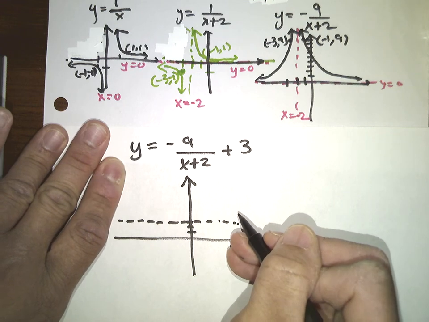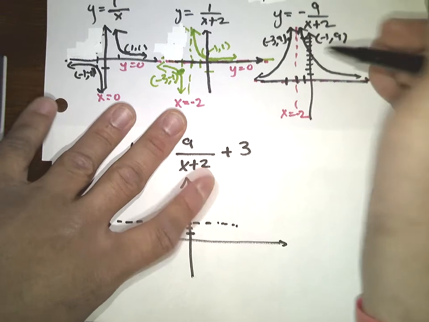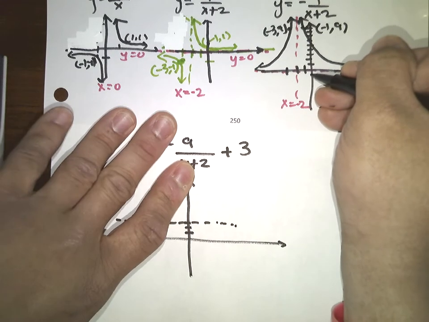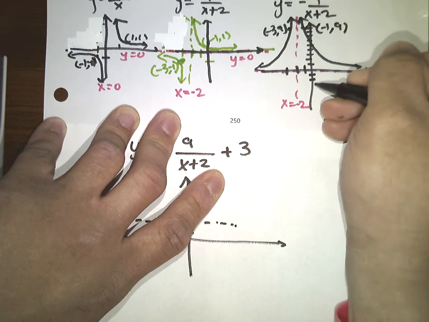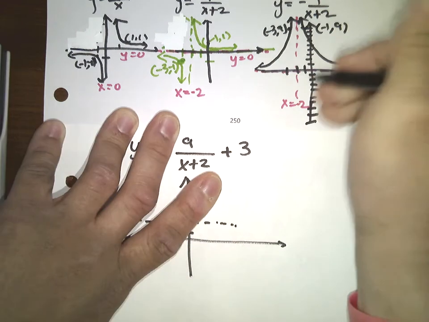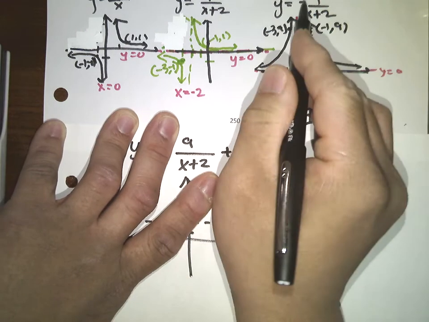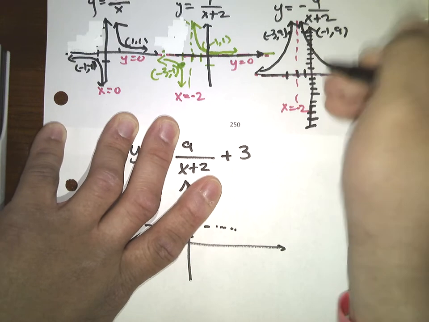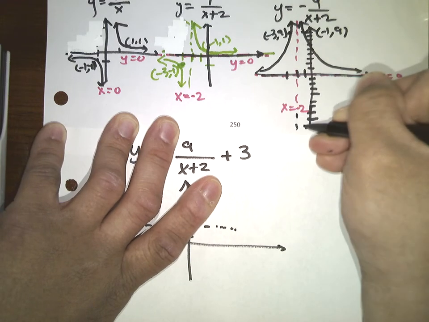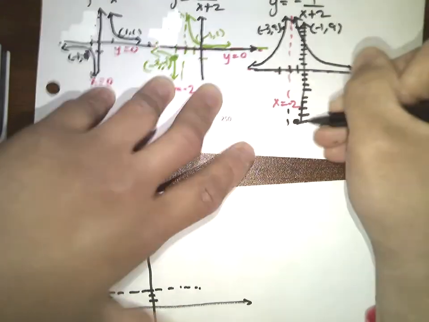wait a second. This is what I was talking about, because this is not right either. This is what happened to me because I only multiplied by 9 and not by negative 9. So that means that this one actually needs to be negative 1, negative 9. So negative 1, negative 9.